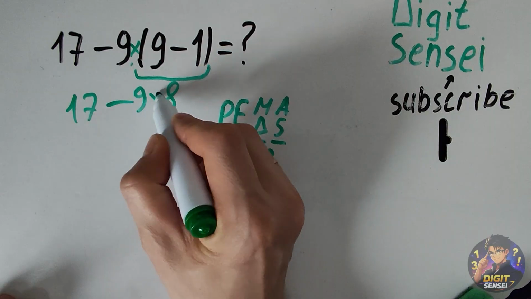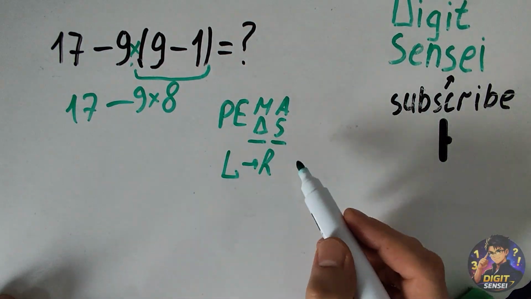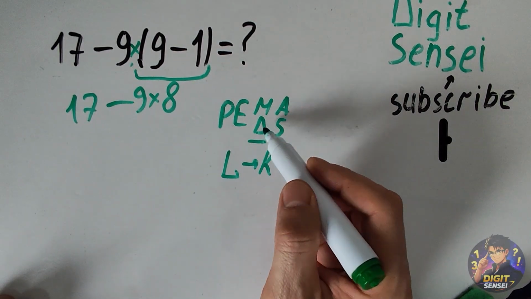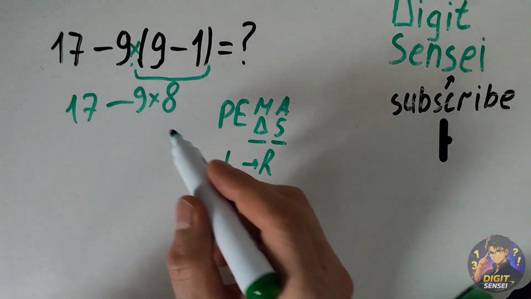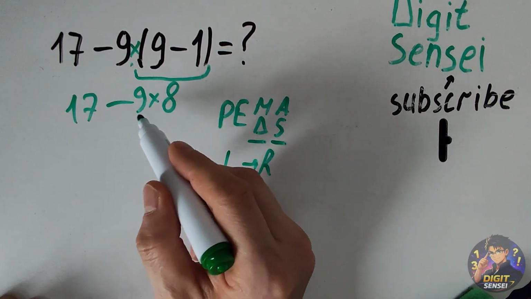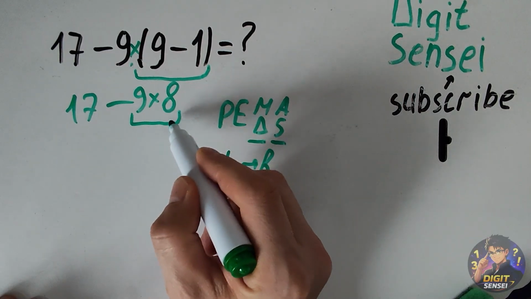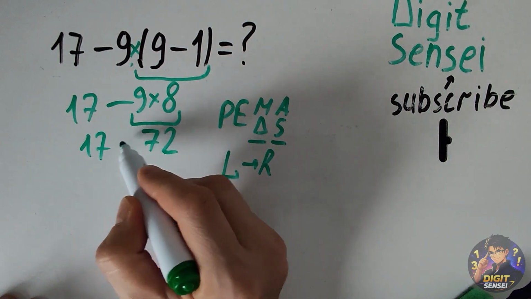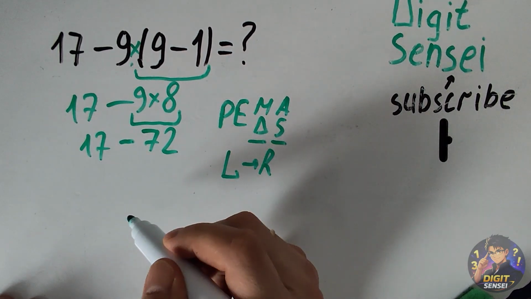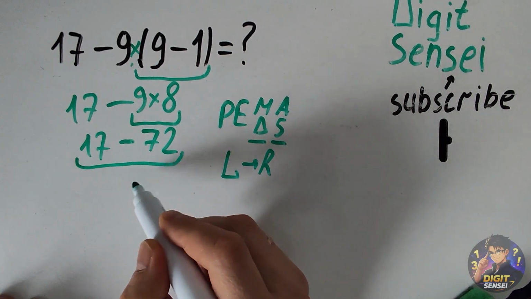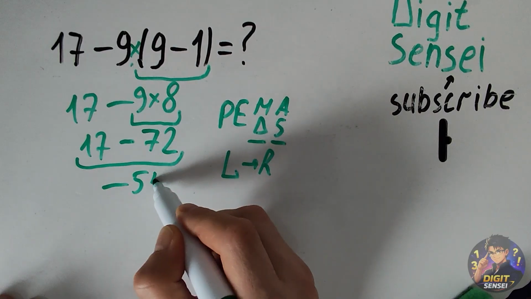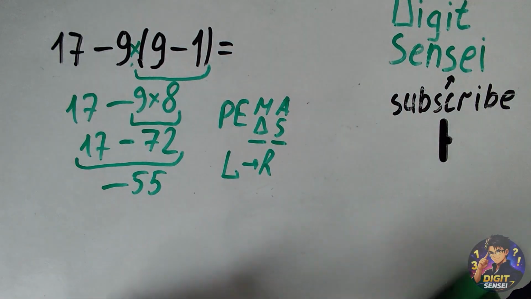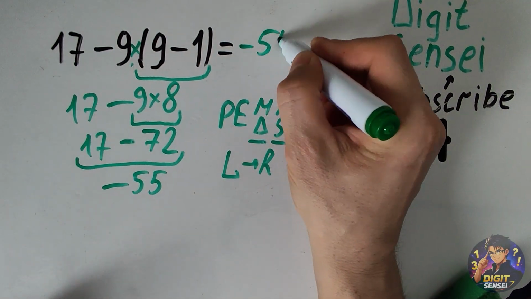Now we have one subtraction and one multiplication. According to the PEMDAS, multiplication has higher priority than subtraction because multiplication comes before subtraction. So here, first we have to do this multiplication. 9 times 8 gives us 72. So we have 17 minus 72, which equals negative 55. And this is our final answer to this problem. The correct answer is negative 55.